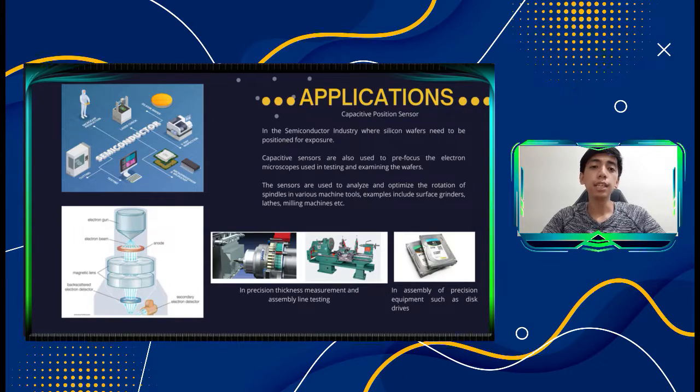And also in assembly of precision equipment such as disk drives. And last was in precision thickness measurement and assembly line testing.